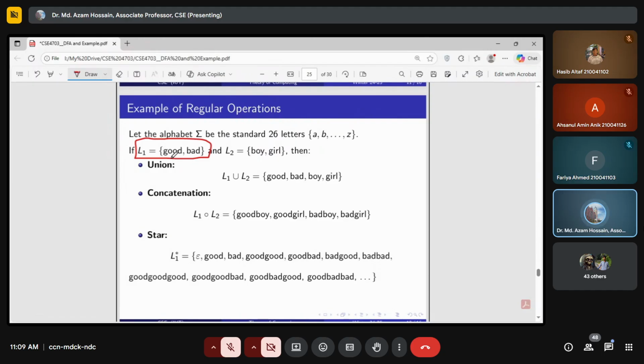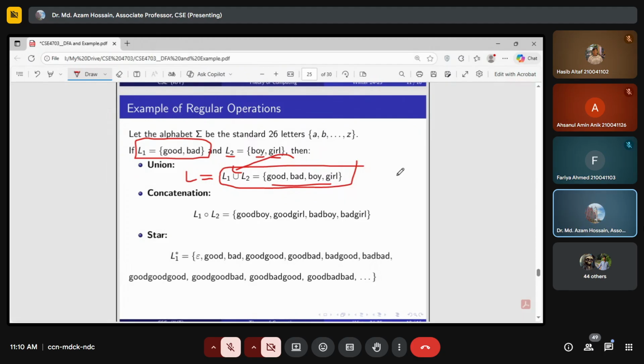L1 has two strings. One is good and another string is bad. And L2 is another language which has a boy and a girl. Then if I try to make a union operation on L1 and L2, what will we get? We'll get all these members united. So the new language L, which is equal to L1 union L2, consists of all the strings of these two languages. It's as easy as possible.